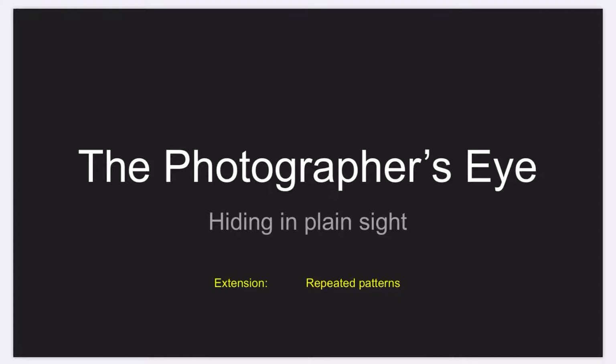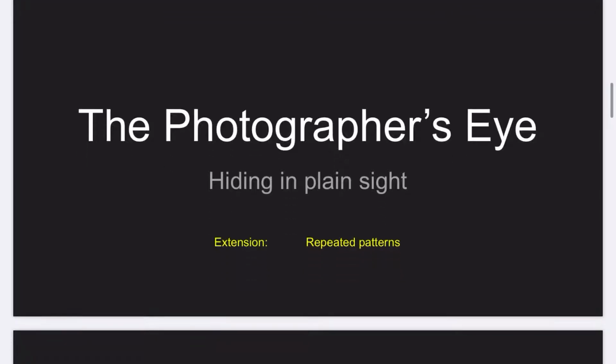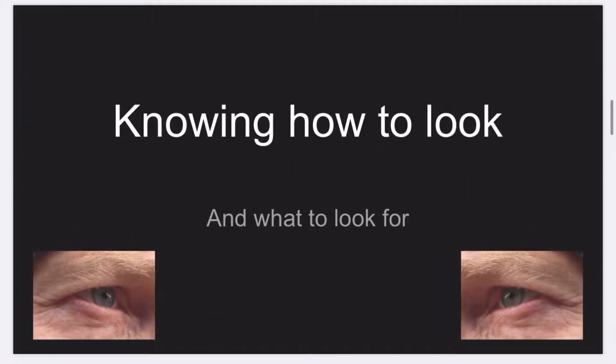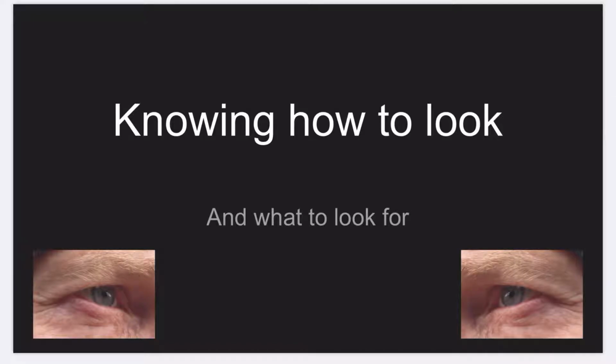How to look for things and what to look for, and training ourselves to view things in a photographic style. Hiding in plain sight. A lot of pictures are right there in front of you, you just didn't look in the right places probably. And to extend that idea, we are looking at repeated patterns and why they make successful, impactful pictures. So knowing how to look and what to look for, that's the key.